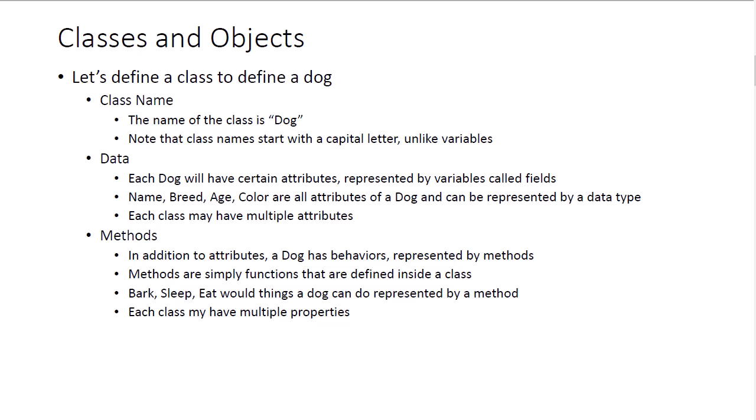So things a dog can do. A dog can bark, it can sleep, it can eat, it can do a whole bunch of other things, but again, we're just going to keep it simple. So we have our 3 methods, bark, sleep, and eat. We have our 4 attributes, or variables or fields, name, breed, age, and color. So now let's see if we can put that into what it looks like in code.